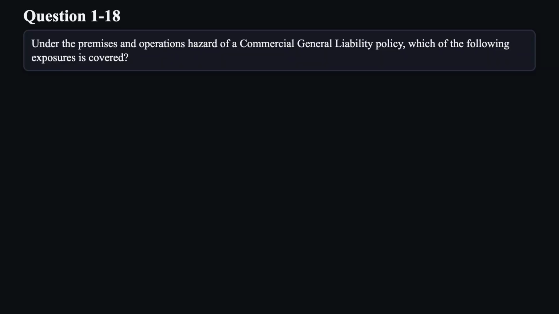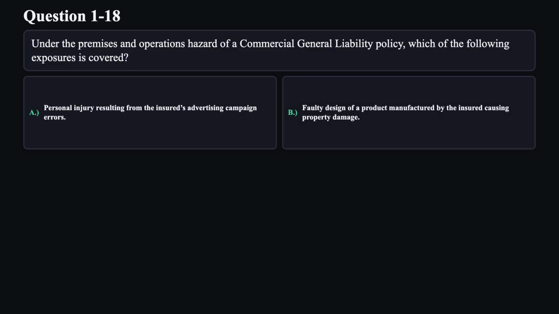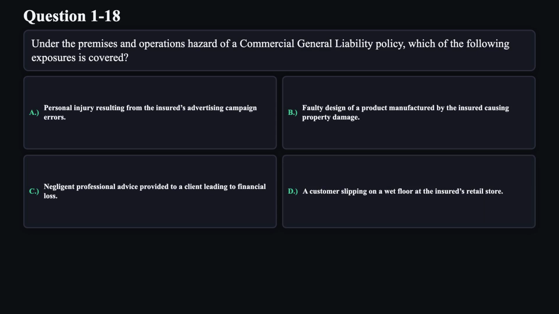Question 18. Under the premises and operations hazard of a commercial general liability policy, which of the following exposures is covered? A. Personal injury resulting from the insured's advertising campaign errors. B. Faulty design of a product manufactured by the insured causing property damage. C. Negligent professional advice provided to a client leading to financial loss. D. A customer slipping on a wet floor at the insured's retail store.